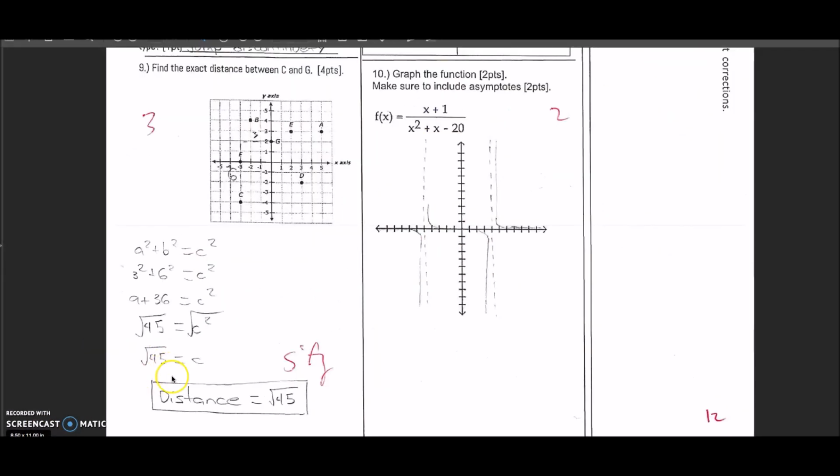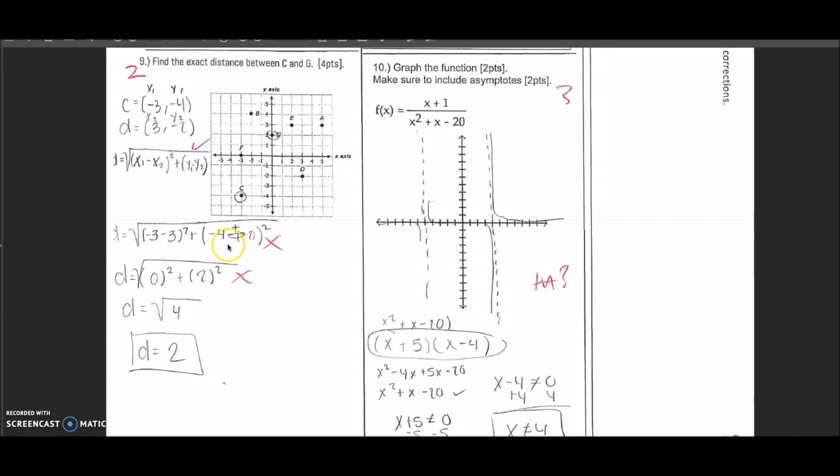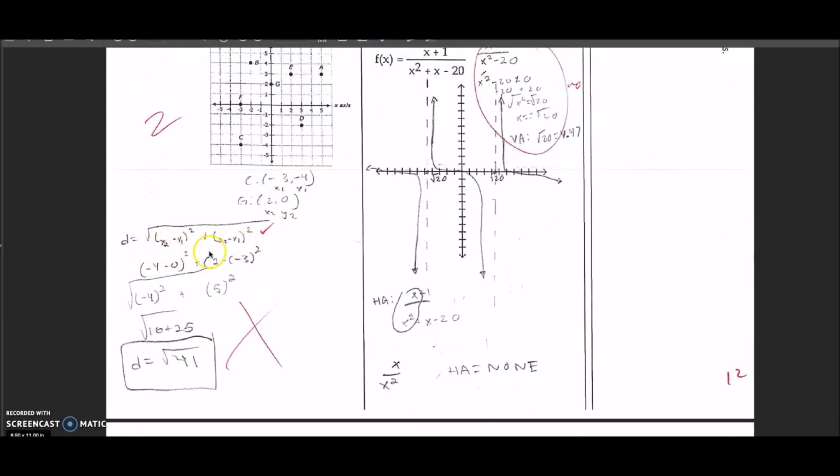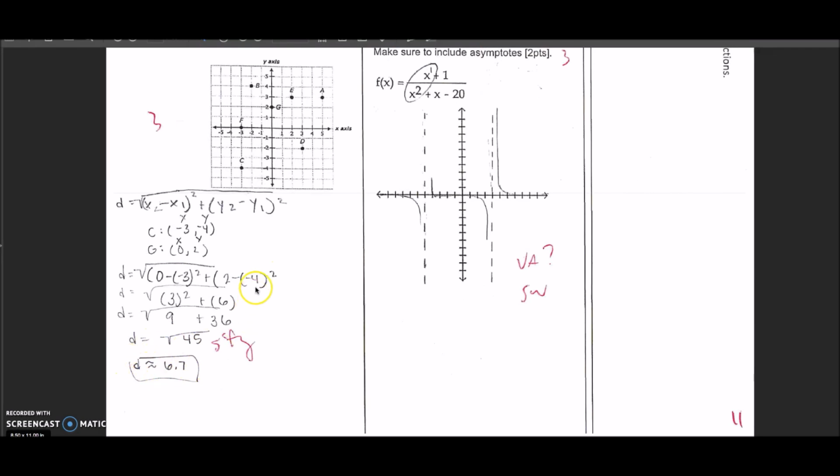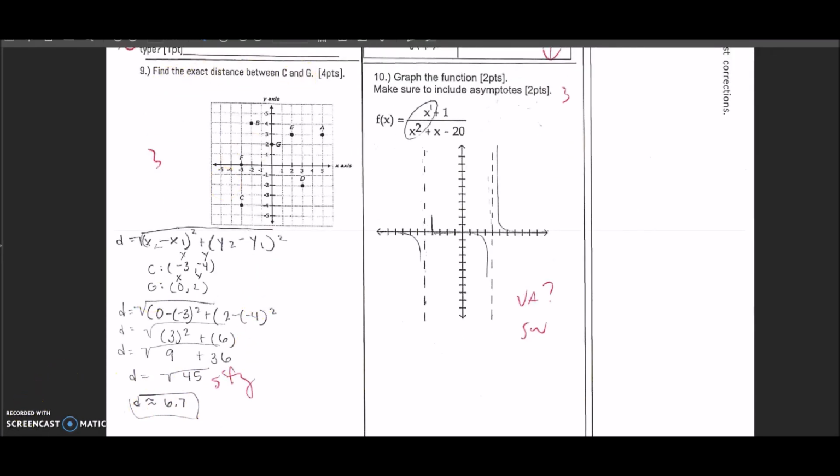Here's an example of a student who got 3 points because they didn't simplify. This student wrote down the correct formula, but the substitutions were incorrect, so I gave them 2 points. Closely looking at this one, I think y2 minus y1 over x2 plus y. Is that an x2 minus x1? So the substitutions are incorrect. This student rounded to decimals, but it doesn't say round to the nearest tenth, so incorrect.